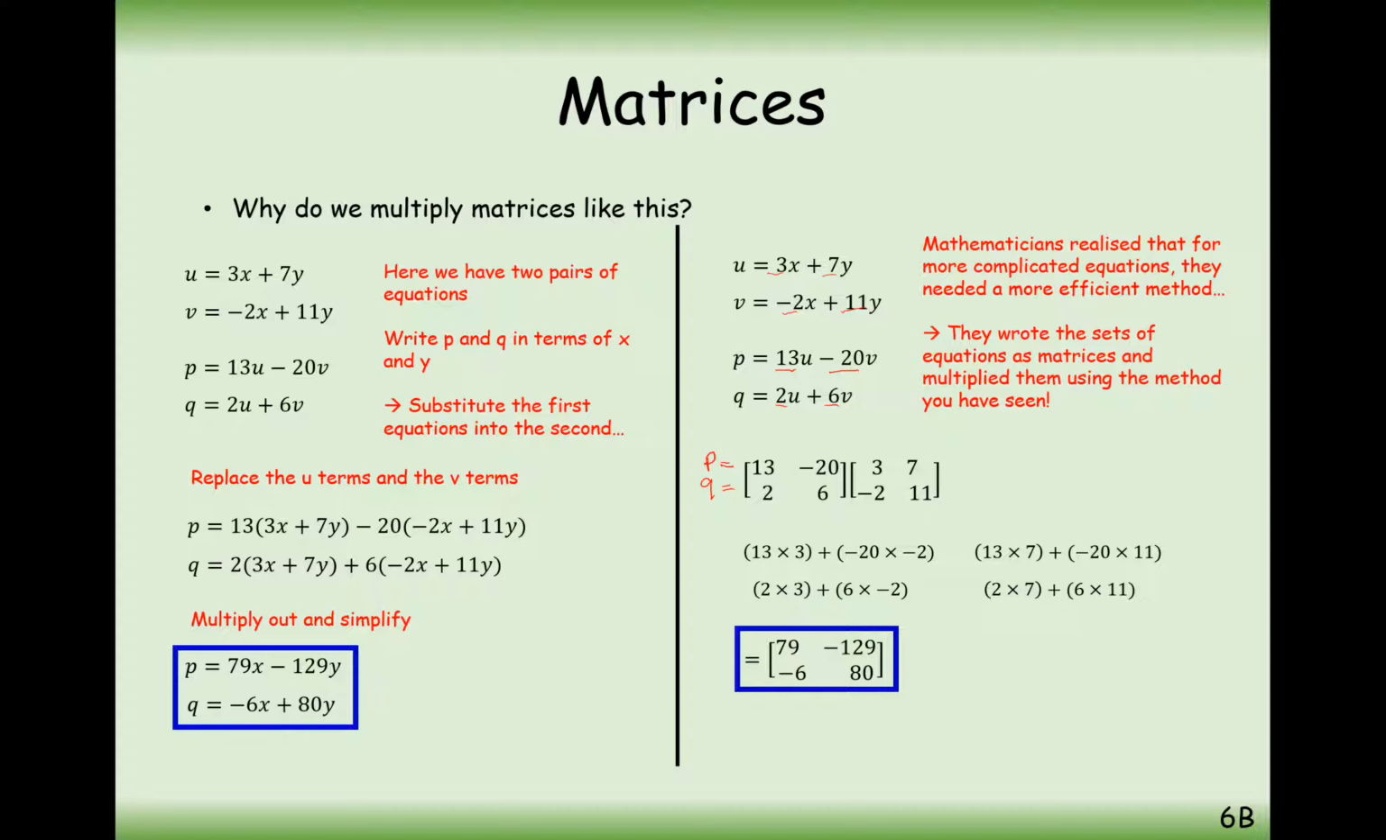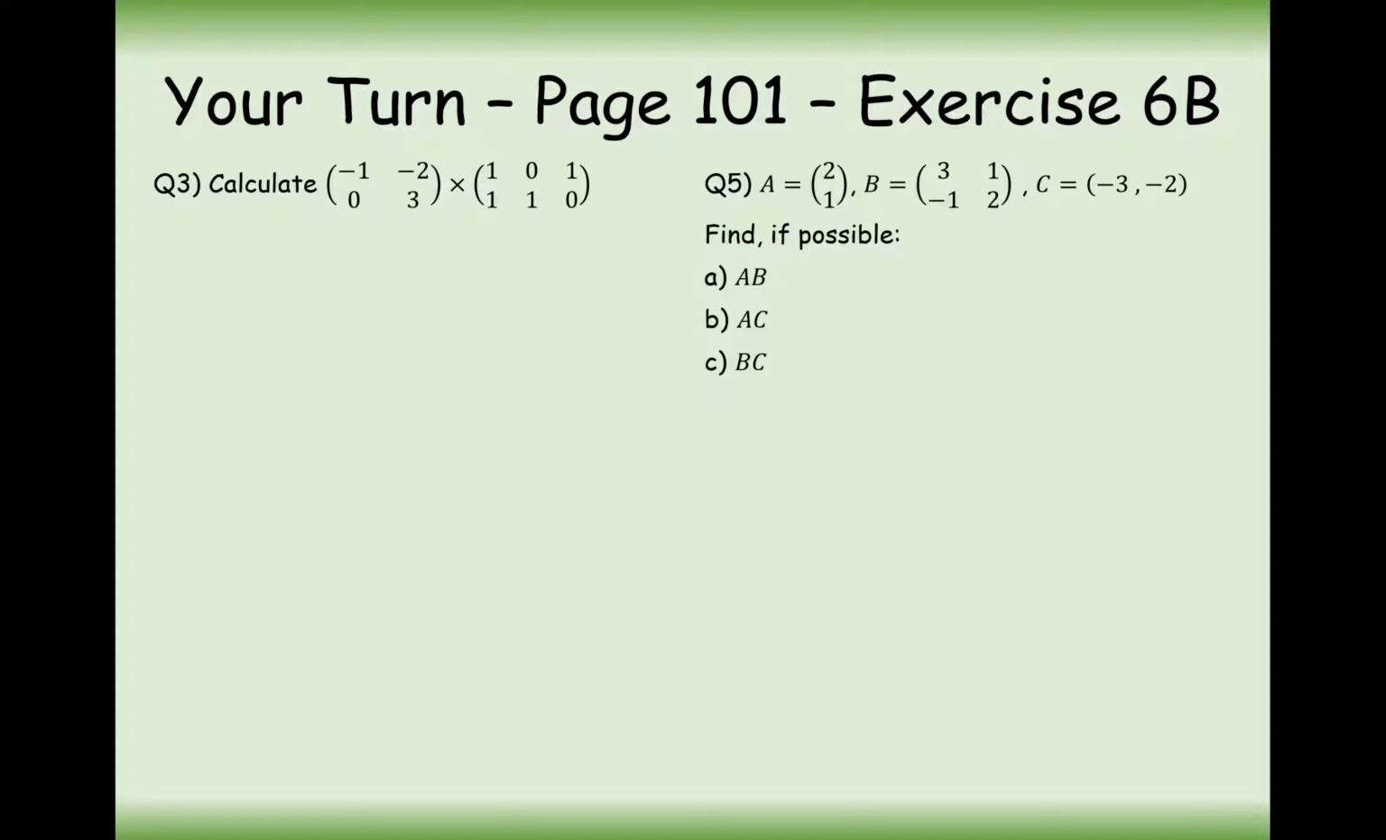And if we were to now multiply these matrices together and work out the answer, we get exactly the same as what we got in the substitution method. So P is equal to 79x minus 129y, and Q is equal to minus 6x plus 80y. Okay, so that is the reason why we multiply matrices in this way. They saw that this method here was a lot quicker, so they've stuck with it ever since.